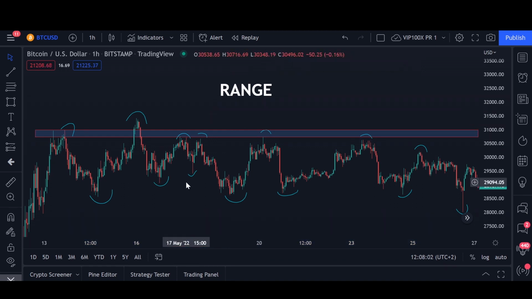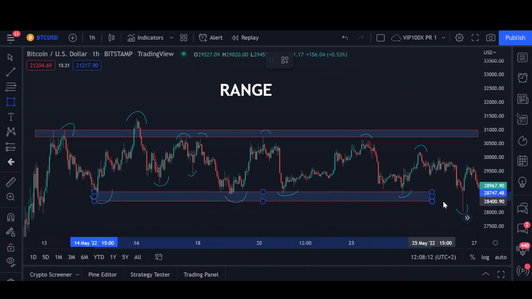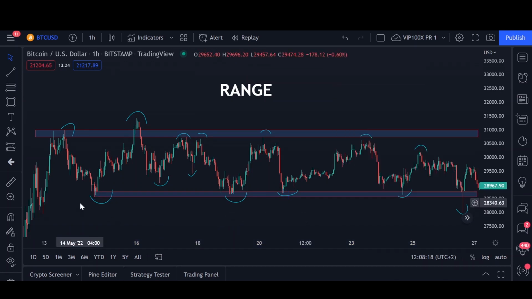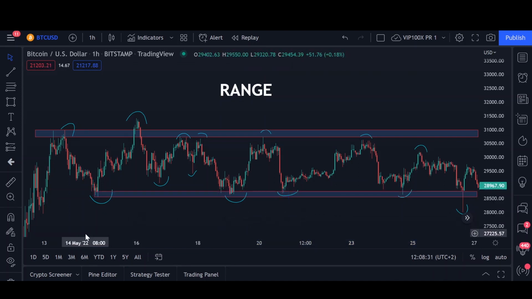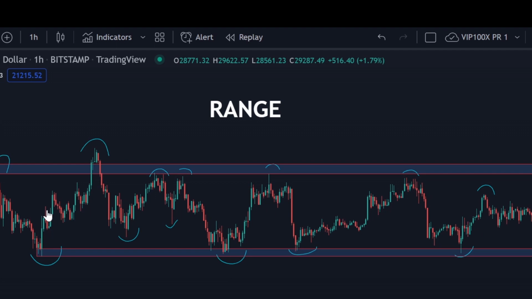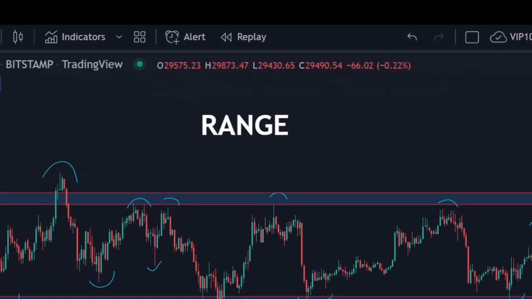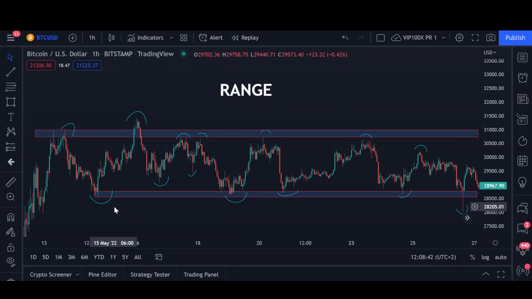This is our resistance, and now we do the same with the support. If you want to do it to the exact price, you can check the value of the candle up here and take it into account to draw the zone.